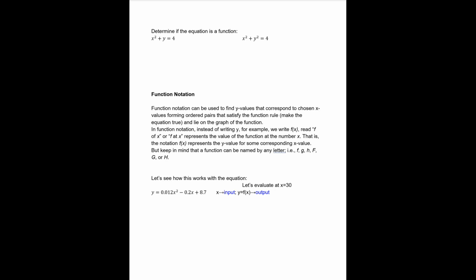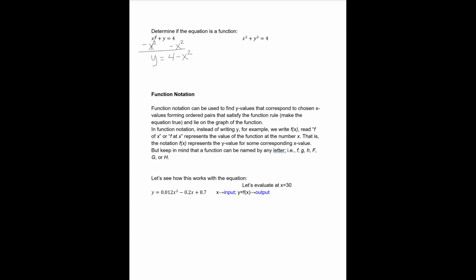Let's determine if the equation is a function. So let's work this first one. We have x squared plus y equals 4. Let's solve for y. Let's subtract x squared from both sides, because what you do to one side, you must do to the other. Cannot play favorites. It's like having kids. So these cancel, leaving y equals 4 minus x squared.